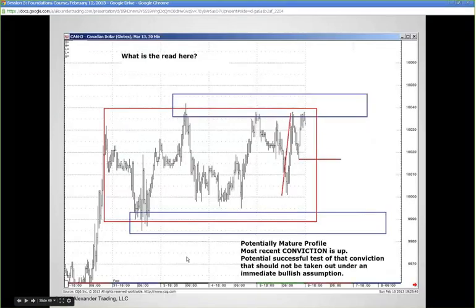Okay, so here are the salient points about this. It's potentially a mature profile. The most recent conviction is up. So really, if I'm not asleep at the switch, the trade to take is to assume long, because that's where the conviction is.